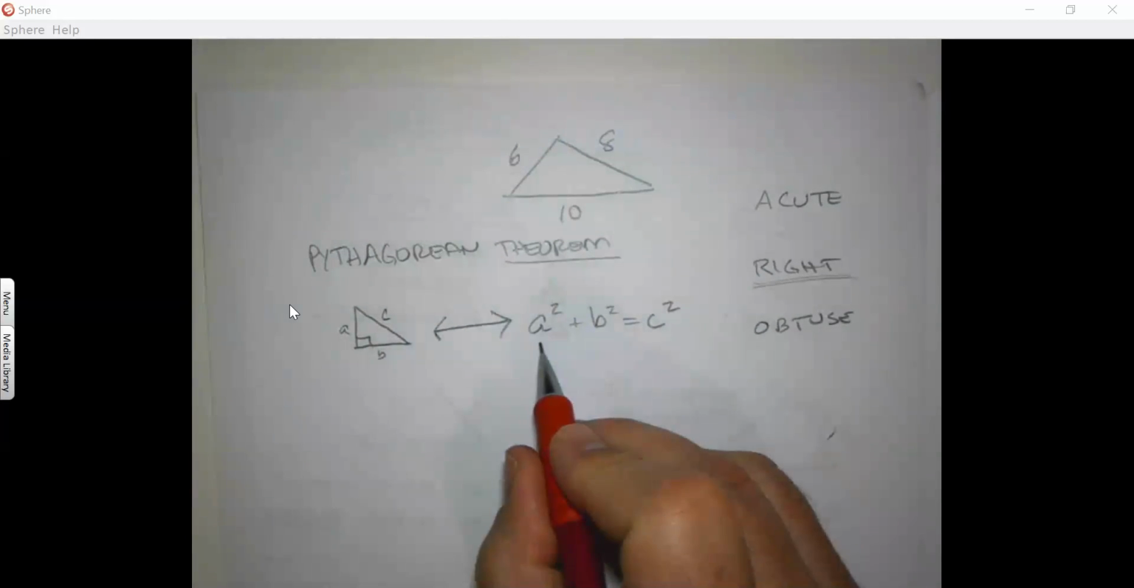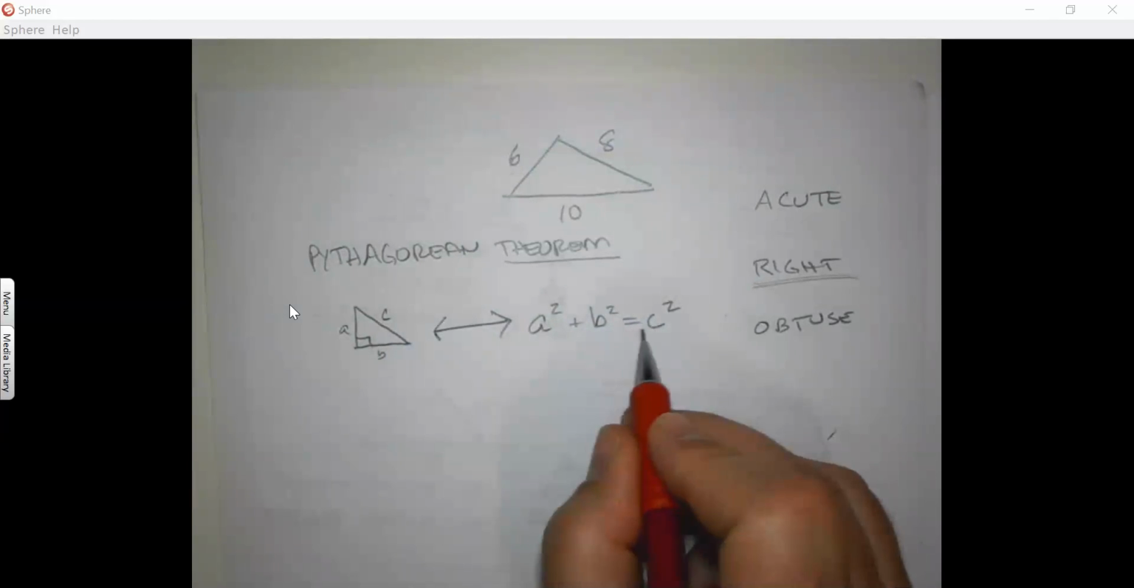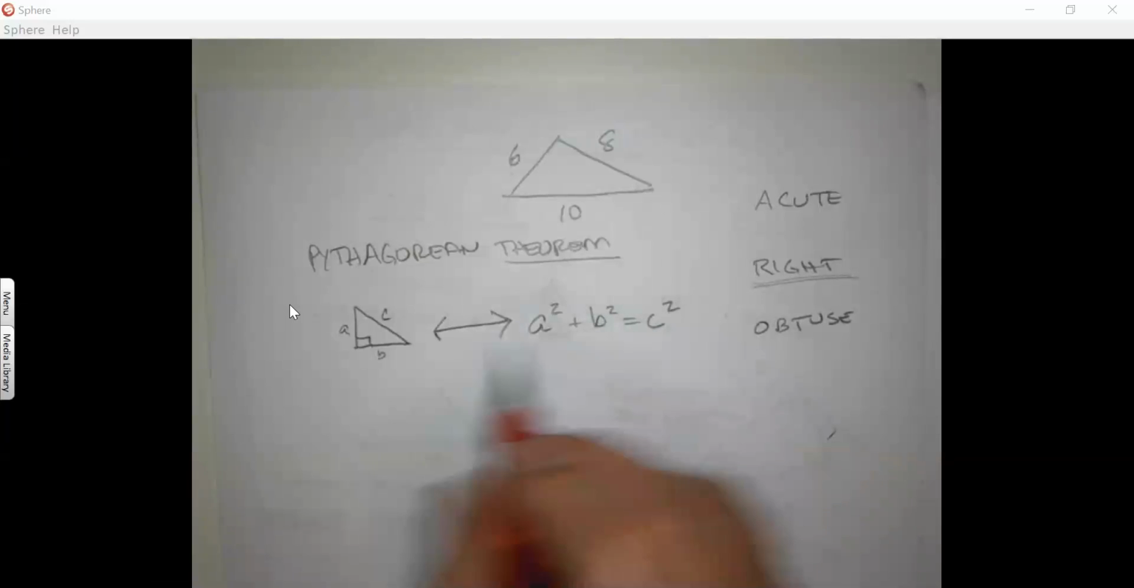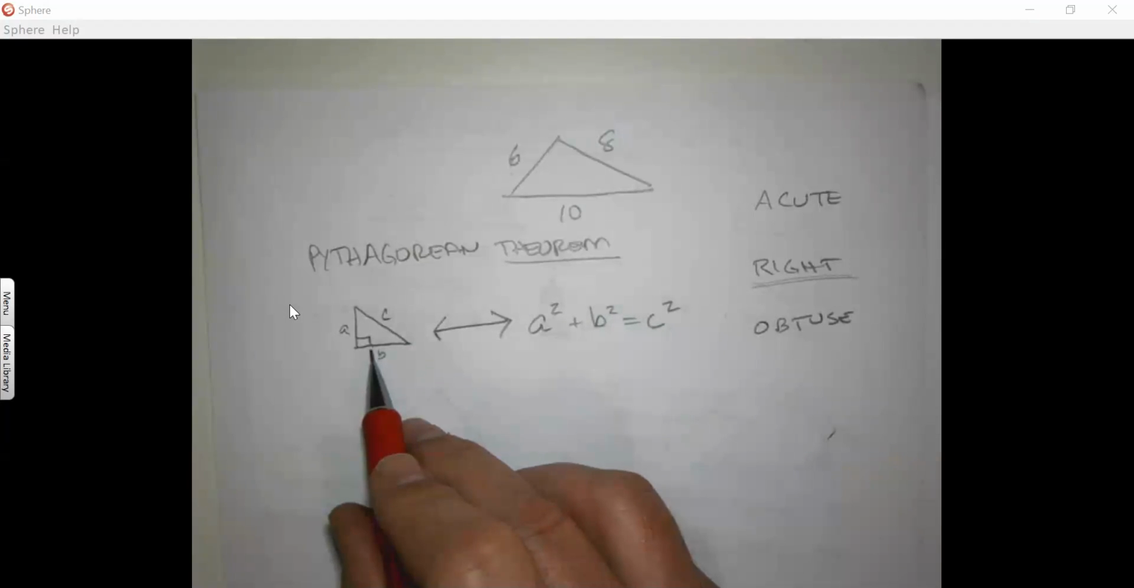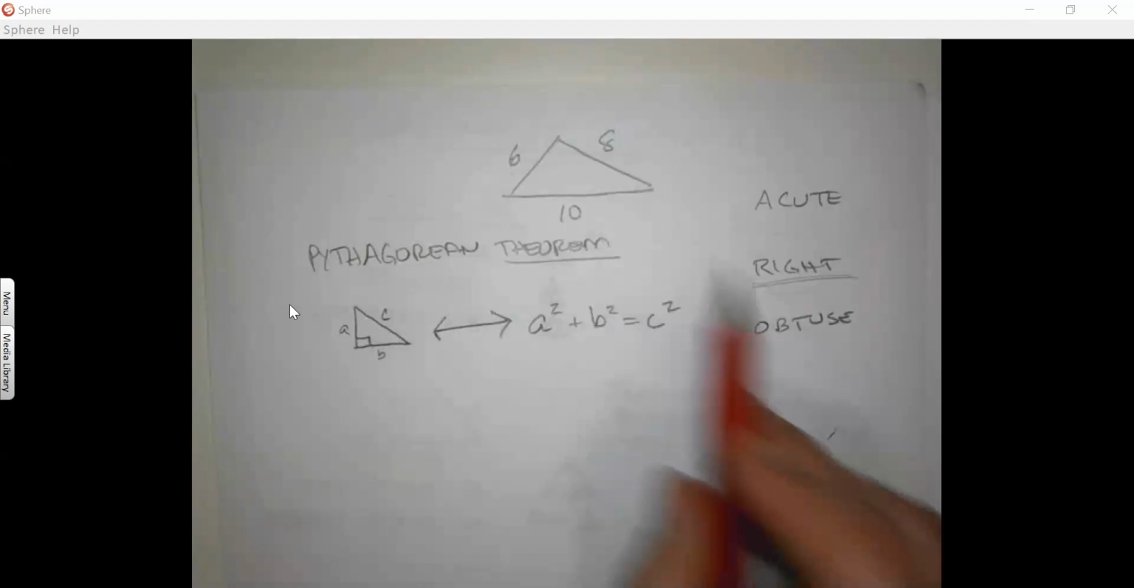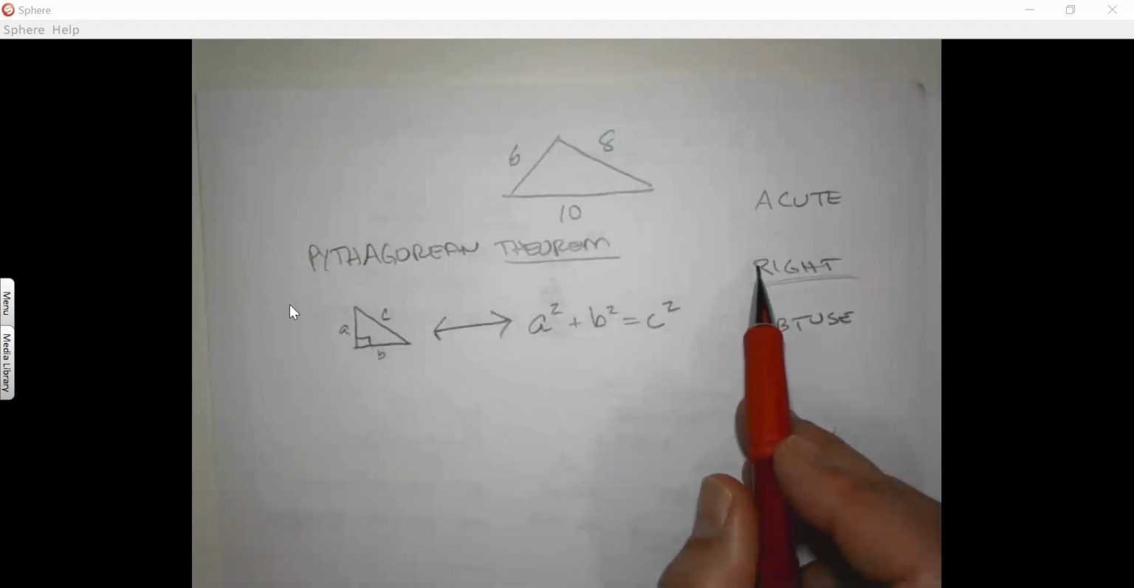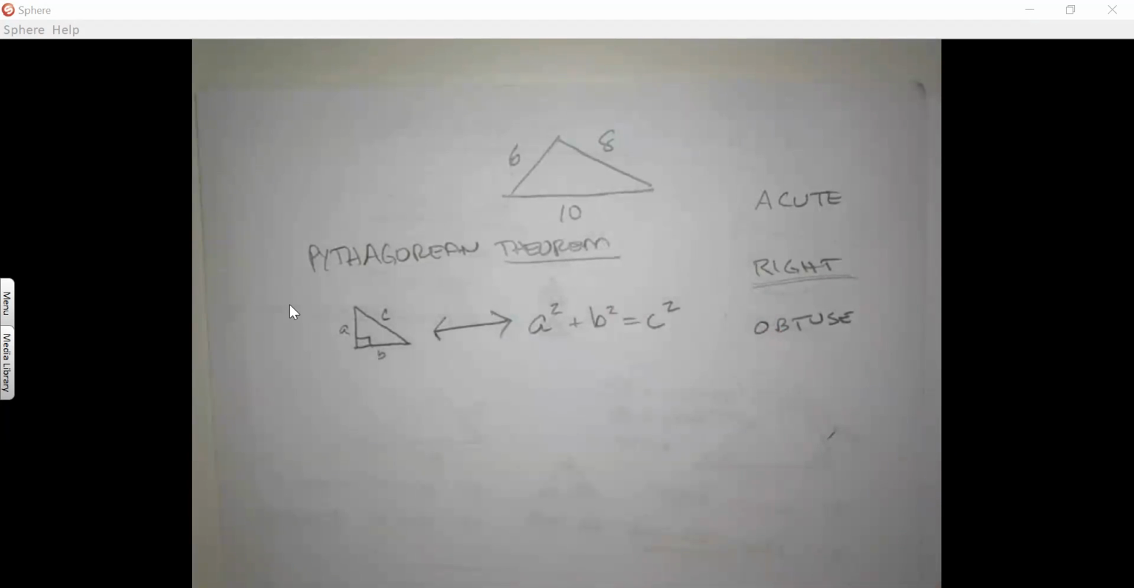In other words, if you can put together three sticks, A, B, and C, such that the sums of their squares equals the square of the third, then that's going to be a right triangle. So let's figure out if this is a right triangle or not. Well, we need to know which one's C. Which one would C be?